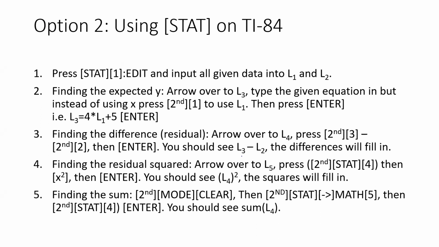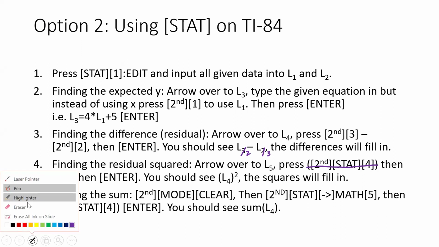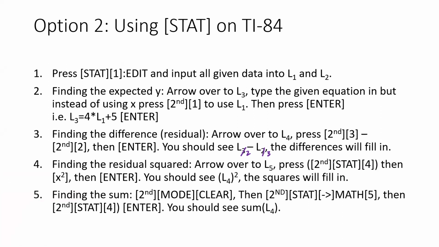So notice here, it should be L2 minus L3. I wrote L3 minus L2. On the bottom, on option 2, where it says stats using stat on TI-84, in our notes it's on the same page where Stella's steps were. It should be L2 minus L3. And when you're finding the residual, you no longer need to do this part. You just have to go to L5 and use second 4. Take out the stat. Stat is not needed anymore because it's built into your calculator. You just press second 4, and that's going to give you your L4. And then you're going to square it.